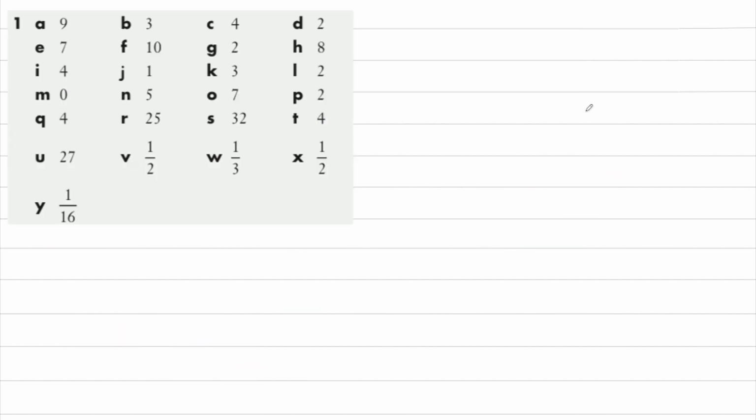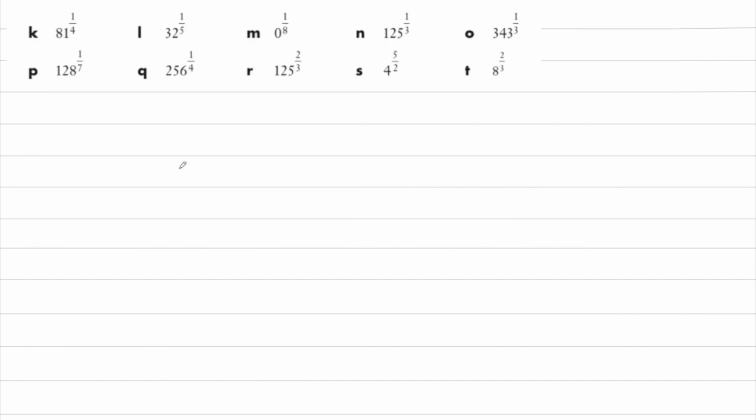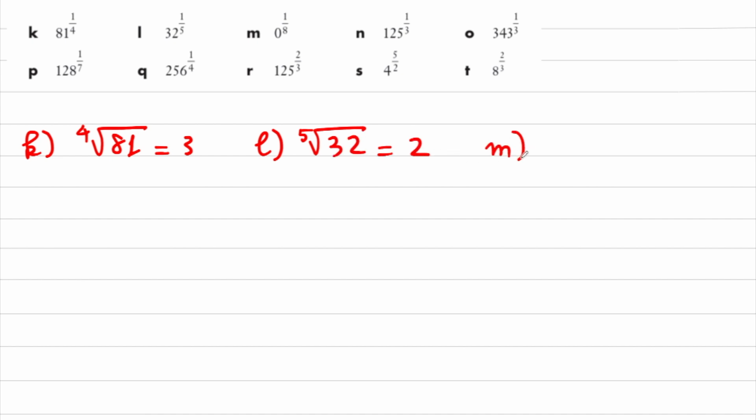The next one you will get here, 1 over 4. So the 4th root of 81 will be 3. For question L, you've got the 5th root of 32, equal to 2. For question M, this is equal to 0. Very easy. Question N, you've got the cube root of 125, equal to 5. Question O, you've got 3, 4, 3, and here is 3.